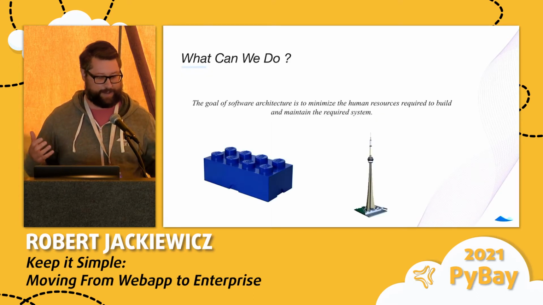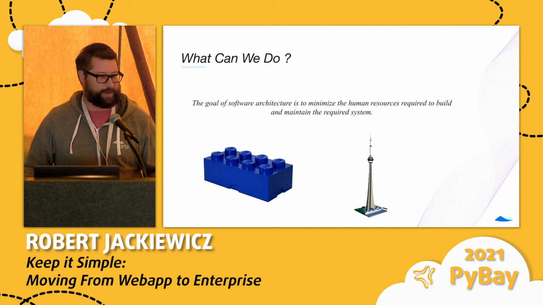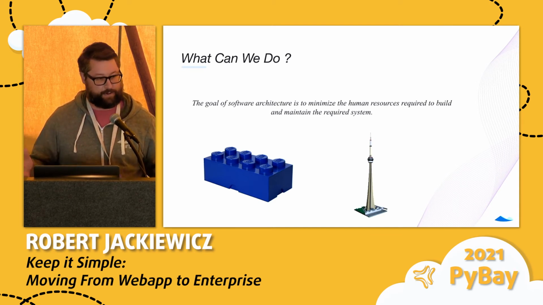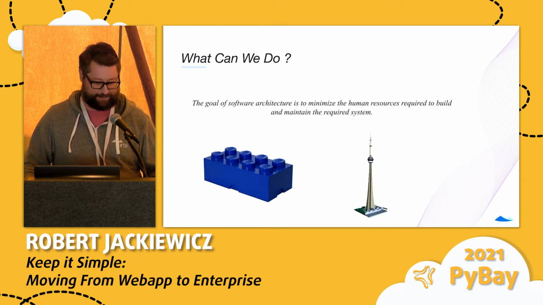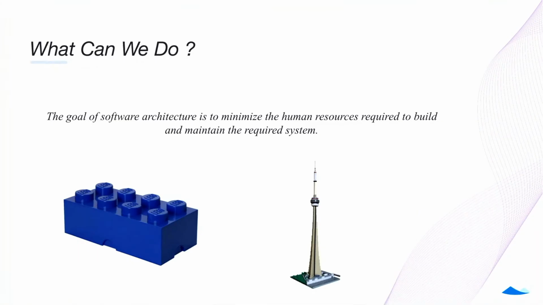So what can we do? Well, it's all about building highly cohesive systems that are loosely coupled. The goal of software architecture is really to minimize the human resources required to build and maintain a required system. So what we really want is to build a bunch of Lego blocks so then we can build amazing structures like the CN Tower.